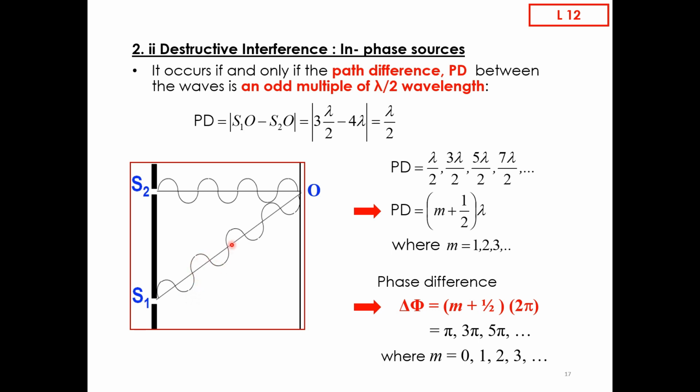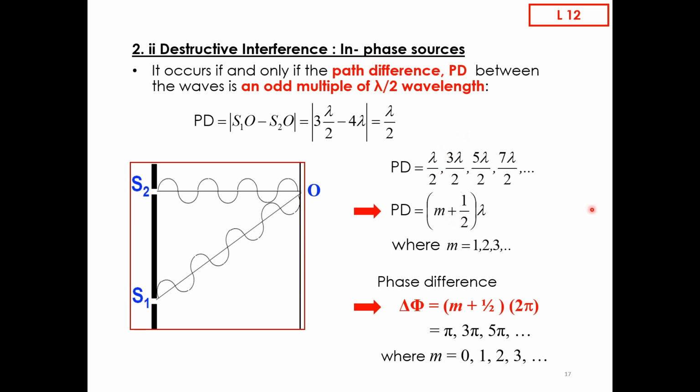Okay, for source 1, let us work it out together: lambda, 2 lambda, 3 lambda, 4 lambda. For this wave, 1 lambda, 2 lambda, 3 lambda and half lambda. So source 1 minus source 2, we get lambda over 2. The formula for path difference for destructive interference, in phase source, is (m plus half) lambda. If order m equals 1, our path difference is lambda over 2. If m equals 2, we substitute 2 here, so the answer is 3 over 2 lambda.